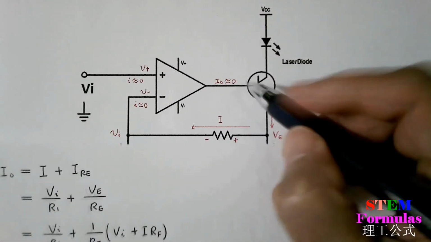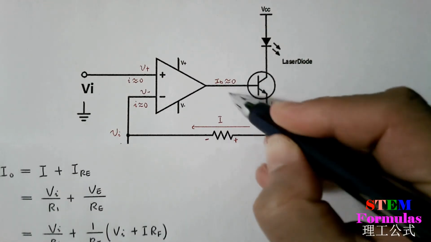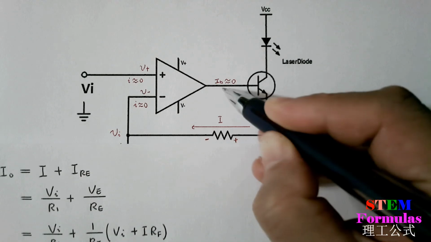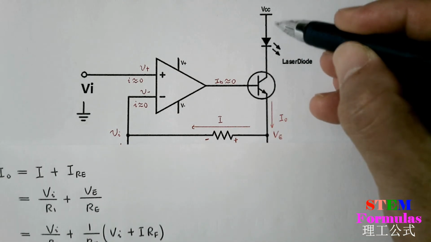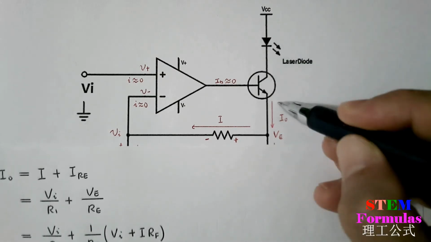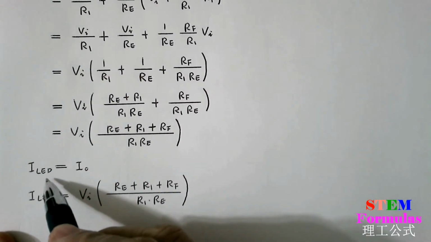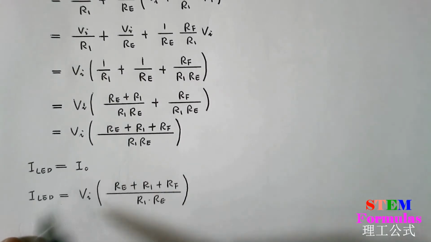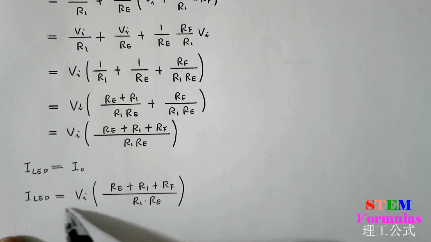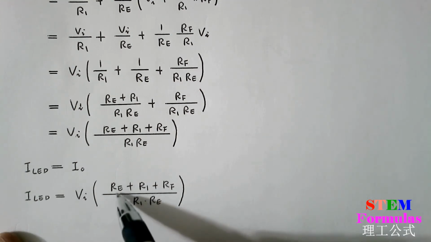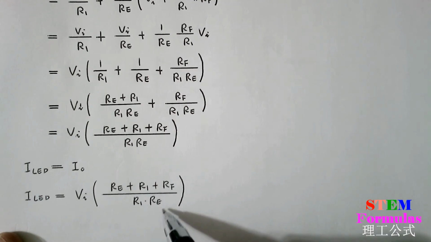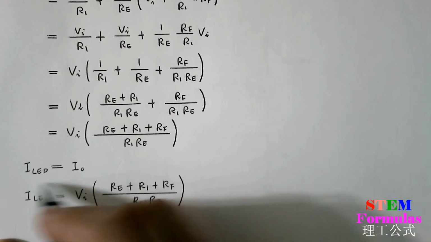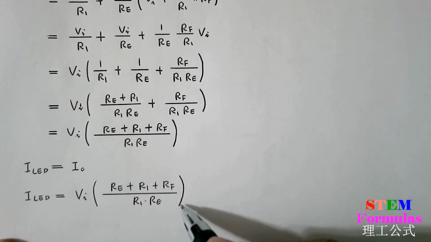And since the base current IB is small, we assume the base current equals 0. Therefore, the current through the LED or laser equals I0. So I LED equals VI times (RE plus R1 plus RF) divided by R1 times RE. This is our final expression for the current through LEDs.